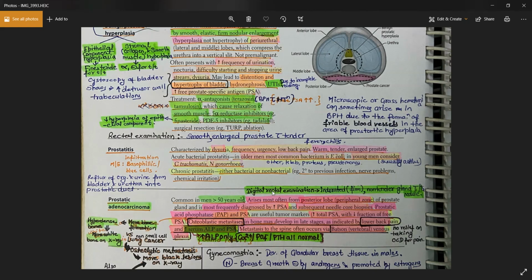You will progress via this rectal route, and via the rectal route, you will take the multiple biopsies from this peripheral lobe, from this posterior lobe. You will take the multiple biopsies. You will analyze each biopsy independently in the microscope.